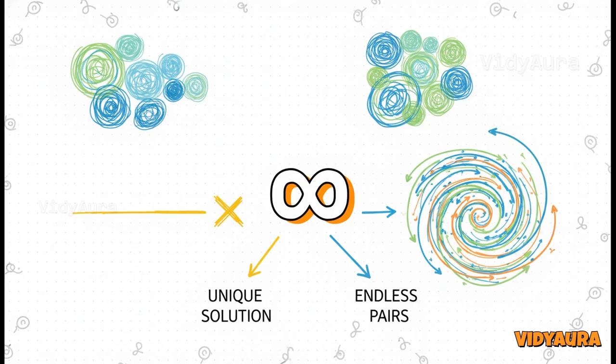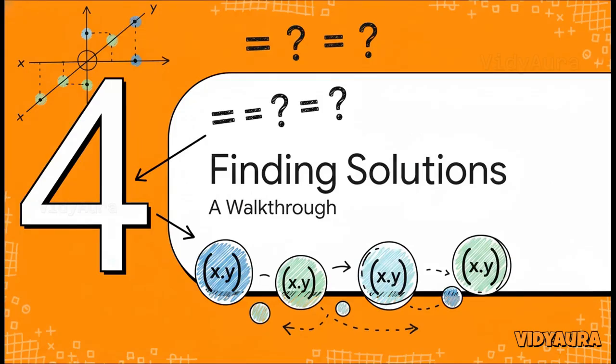For a simple equation like 2x equals 10, there's only one answer, right? x is 5. End of story. But when you have two variables, you have an endless, infinite number of pairs that will solve it. Isn't that cool?